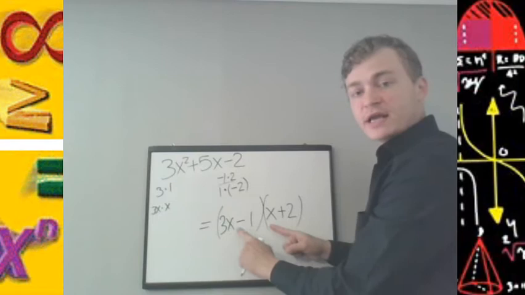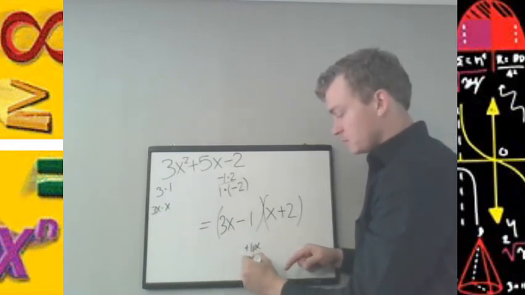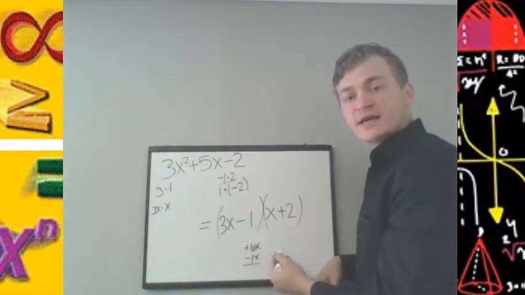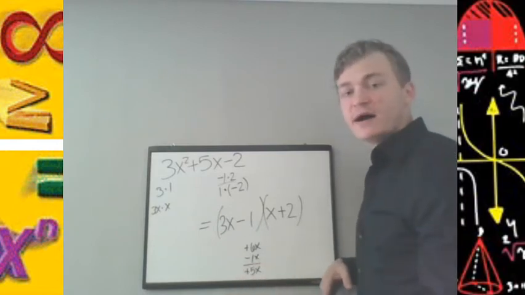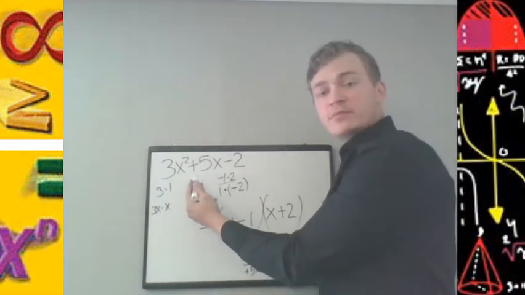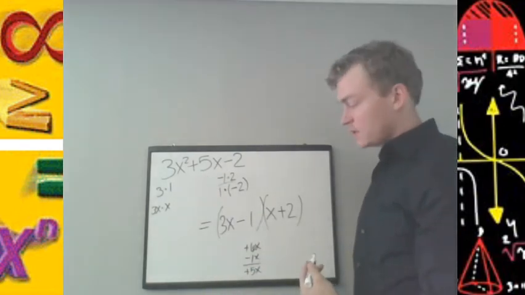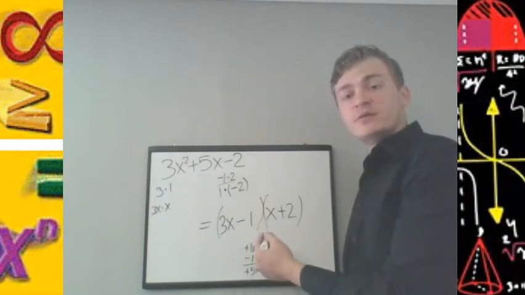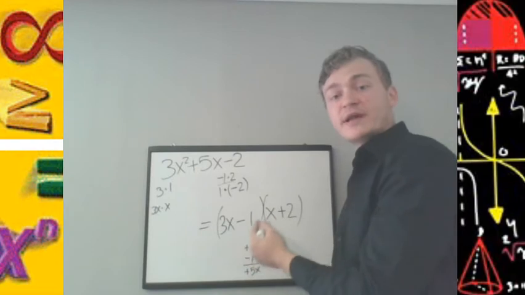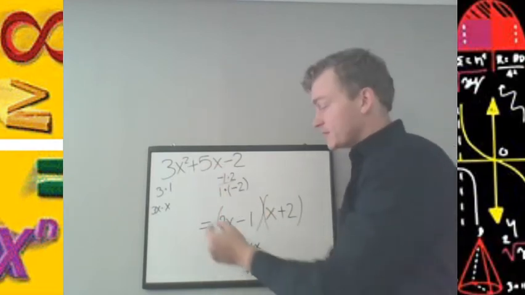My inner product, -1 multiplied by x, is -1x. Positive 6x minus 1x combine to give me a positive 5x. That's my middle term. The positive 5x matches up with my middle term bx there. Therefore, it tells us that our factorization, 3x minus 1 multiplied by x plus 2, is the correct factorization for our trinomial, 3x squared plus 5x minus 2.